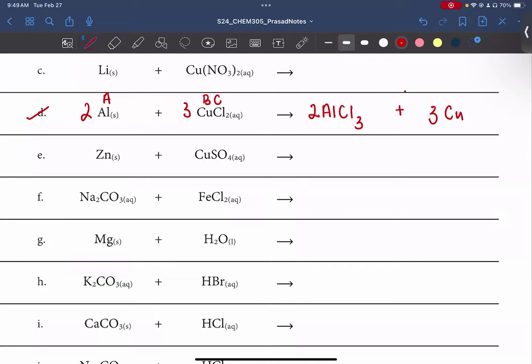Starting with aluminum chloride, the compound contains chloride. It is generally soluble. This is not an exception. AlCl3 is aqueous. And then finally, copper, it is not in a compound. You do not use the solubility rules. You look at the periodic table. Copper by itself, black font, that's a metal, that's solid.